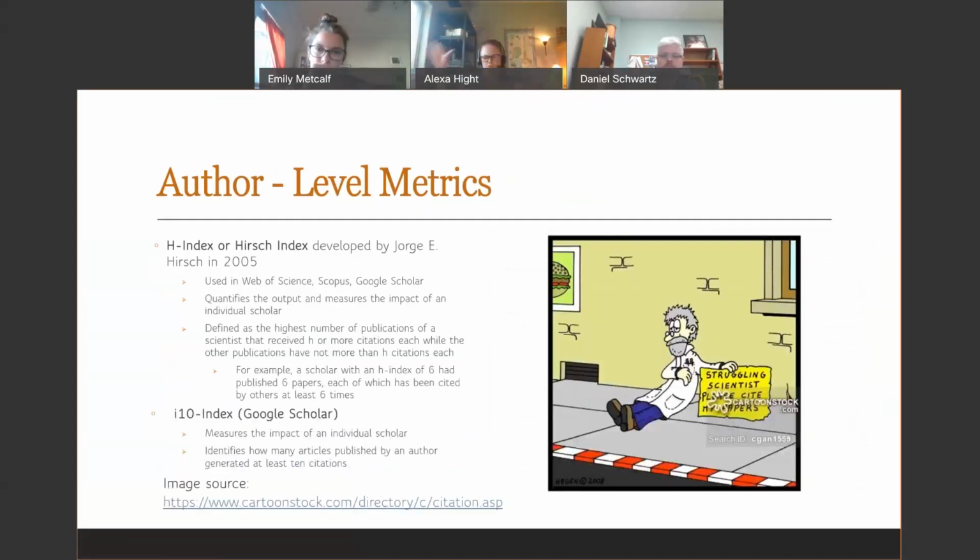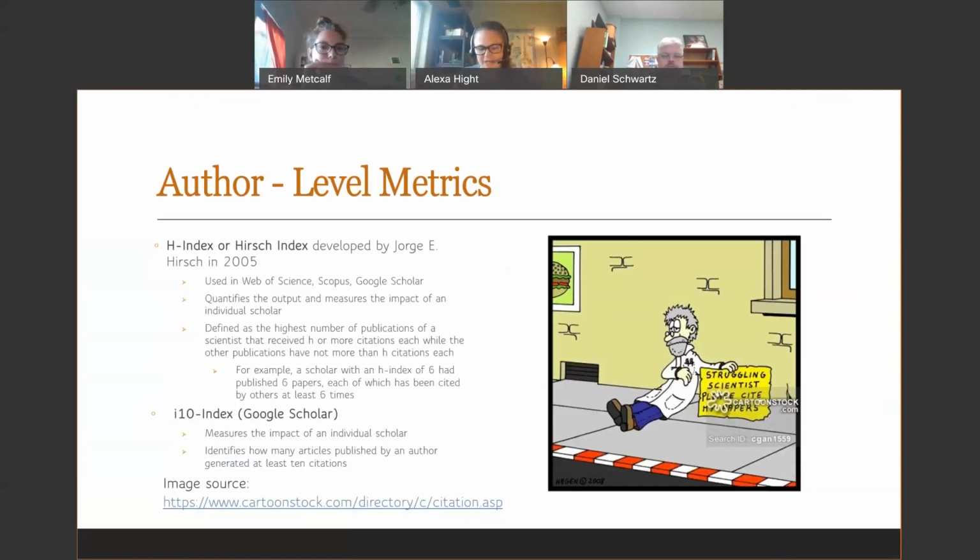So that's for journals. You can also look at individual authors and their individual metrics. But this is still based on citations. So this is still the traditional journal impact factor world that we're talking about. The H index for authors is also called the Hirsch index, but it's also based on citations. A scholar with an H index of 6 has published 6 papers, each of which has been cited by others at least 6 times.